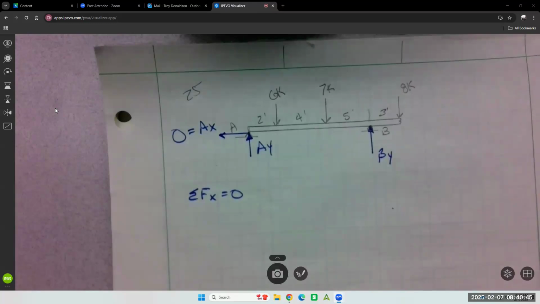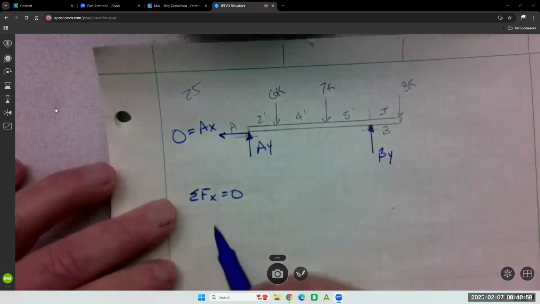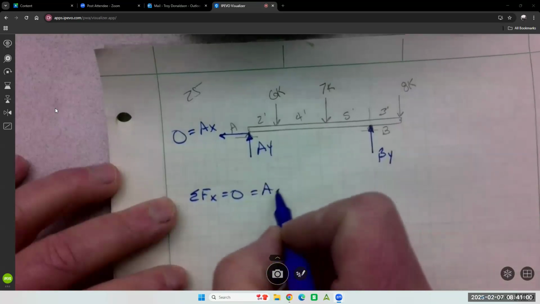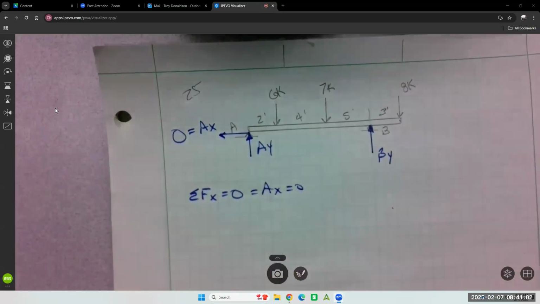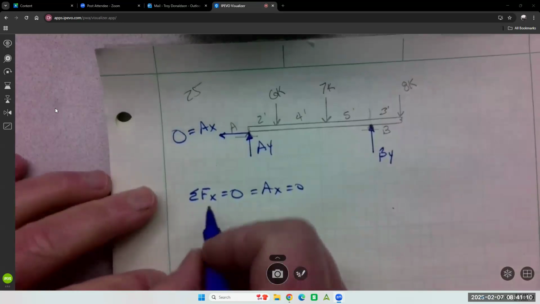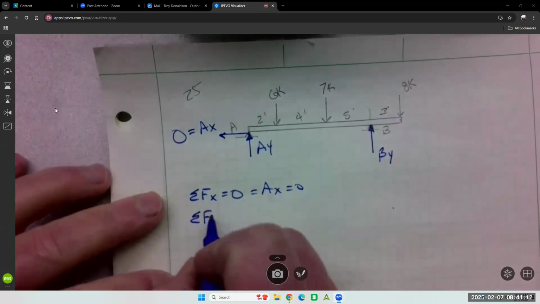So now, here's the hot tip. If you don't know what to do on these problems, apply the equations. Just apply, just do it. Just get to it, right? So we did this one. Sum all the forces in the X. There's only one, it's AX, and it's equal to 0. Okay, so the next equation says sum the forces in the Y.